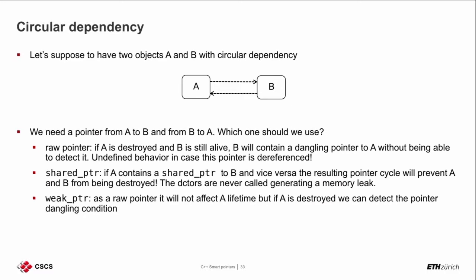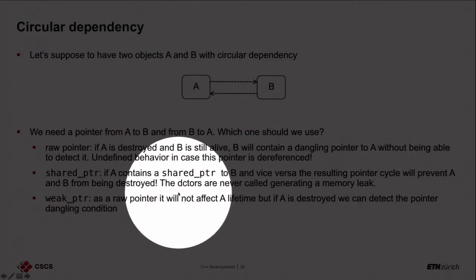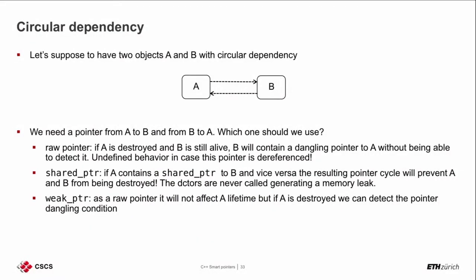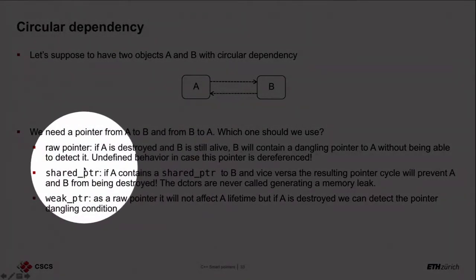The solution to this problem is provided exactly by the weak pointers. You can imagine now that you can have a data member in A that is a weak pointer to B, and in B a weak pointer to A. The good thing is that a weak pointer behaves like a raw pointer in terms of lifetime control of the pointed object, because you cannot keep alive an object just because you have a weak pointer to that particular object. So you're not able to influence the lifetime, and so you won't have the memory leak caused by the missing call to the destructor that you have in the case of the shared pointer usage.